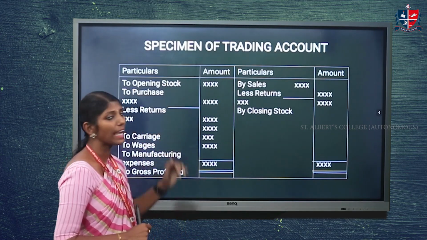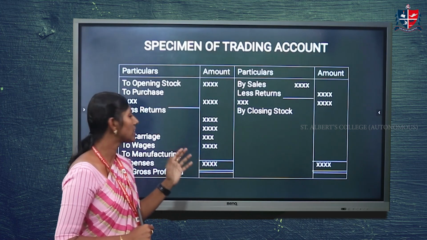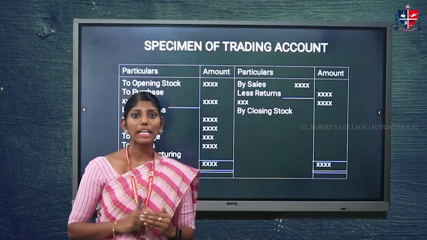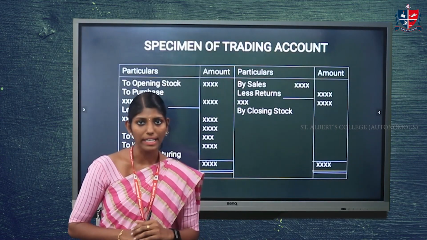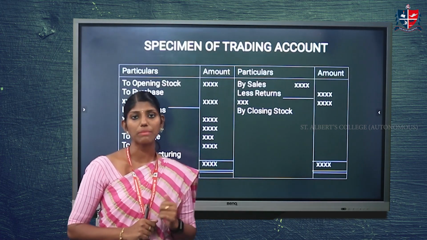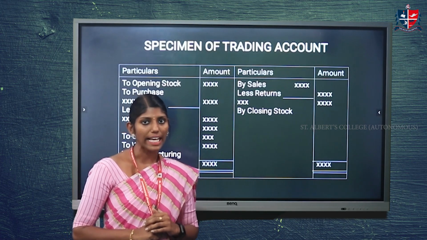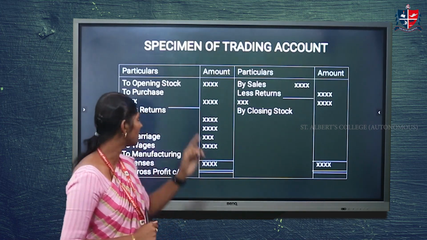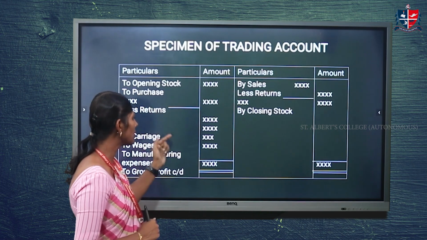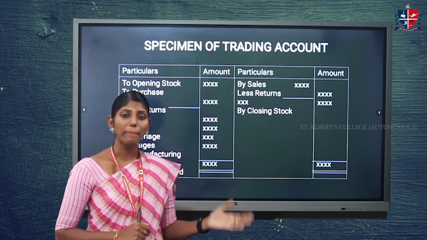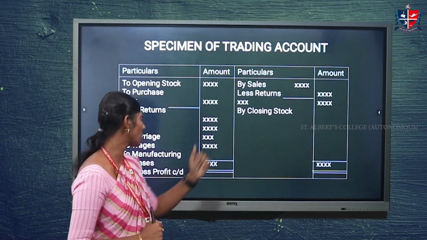This debit side starts with opening stock. Opening stock is the amount and value of materials available at the beginning of an accounting period. That should be written as the first item in the trading account. Second item is purchases. Total purchases are written in the inner column, and after that we have to deduct the returns from the purchases and the balance amount will be written in the outer column.